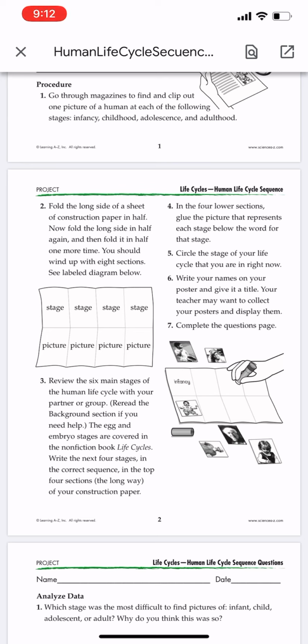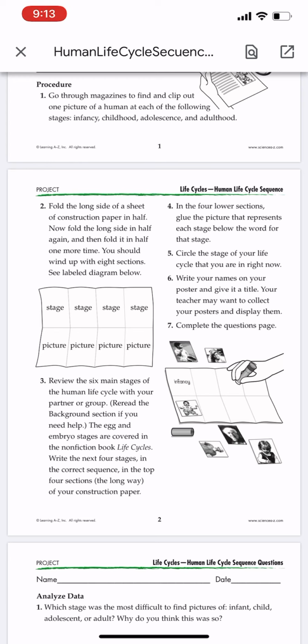Number 1, go through magazines to find and clip out one picture of a human at each of the following stages: infancy, childhood, adolescence, and adulthood. Again, if you don't have a magazine, you can use pictures of a parent, a grandparent, or anyone in your family to help you.